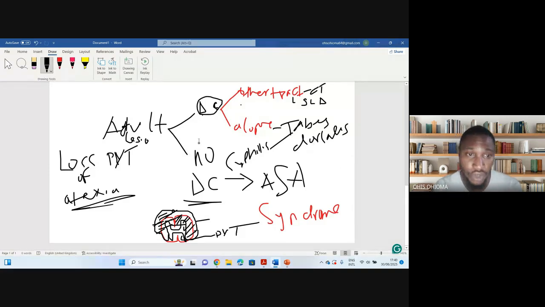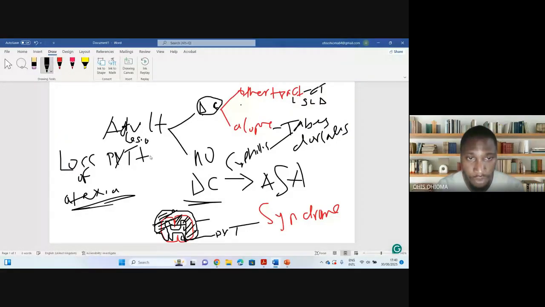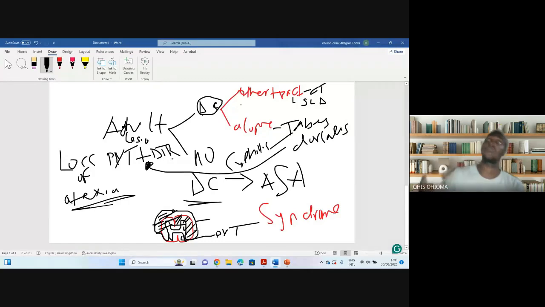So the patient will have loss of PVT plus deep tendon reflex. This is how tabes dorsalis will present. It will have loss of proprioception, vibration, and touch, plus loss of deep tendon reflex. That is how it will present. This is the only thing you see in the patient. And they might tell you in the question that, oh, the patient had a sexually transmitted infection one time, like that. That's how they tell you, right?